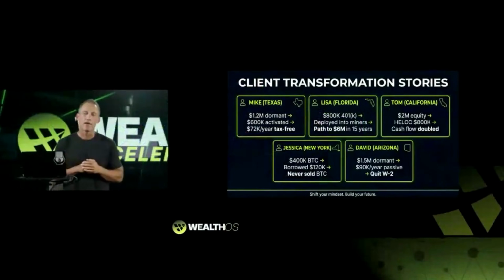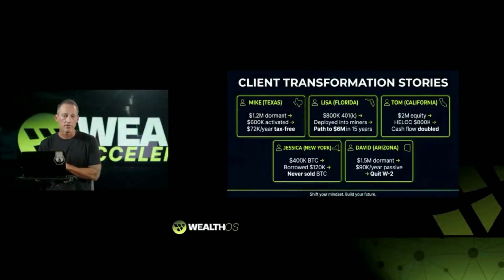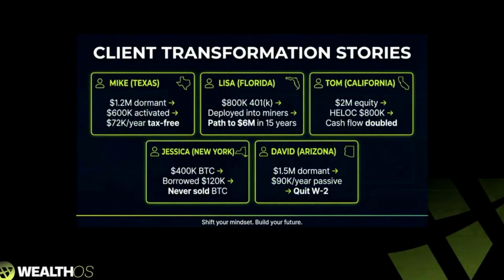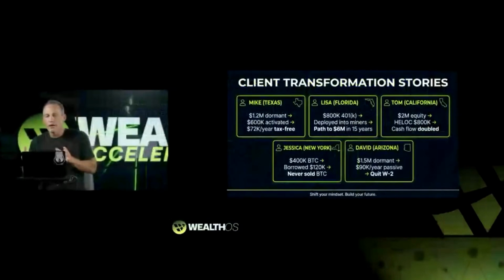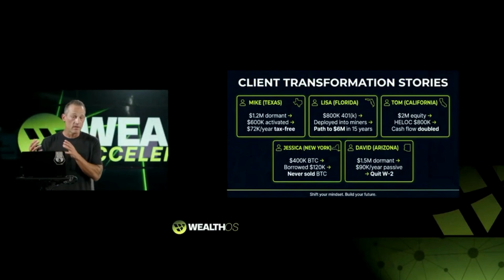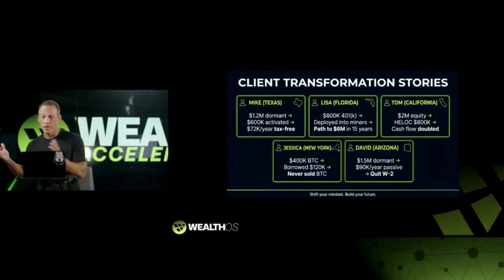Mike in Texas, he found 1.2 million in dormant capital, activated about half of that, about 600,000. And now he has cash flow of about $72,000 a year coming in tax-free. Tax-free. Doesn't have to sell anything. Lisa in Florida had about 800,000 in her 401k, unlocked it, put it into some miners, which is one of my favorite ways to get some tax depreciation. I'm going to talk about that more later. And she's on a path to $6 million in 15 years.